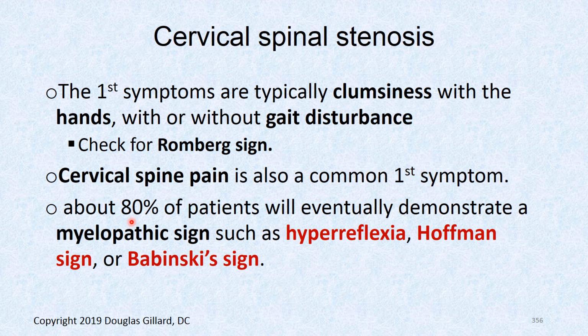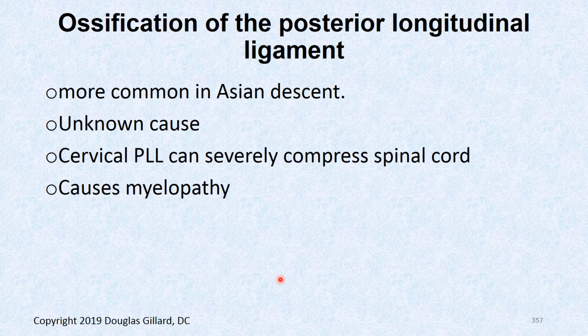They typically have cervical spine pain as well. And about 80% of them, when you do your careful neurological evaluation, will have hyperreflexia. They'll have a Hoffman sign. They'll have a Babinski sign. You'll learn about all these as you go through the program. But see, we can put that to use.